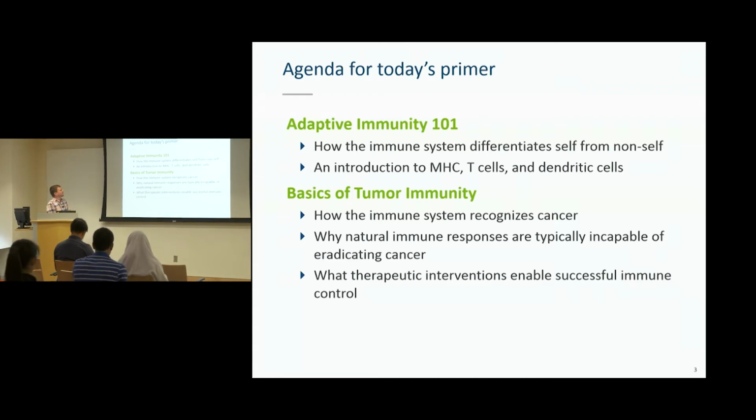For the second part, it's going to be now turning to the interaction between immune cells and tumors, how the immune system recognizes cancer, why those natural responses are typically incapable of eradicating cancer, and finally, what the newest therapeutic interventions are that are actually now successfully enabling immune responses that can control tumors and eradicate them.